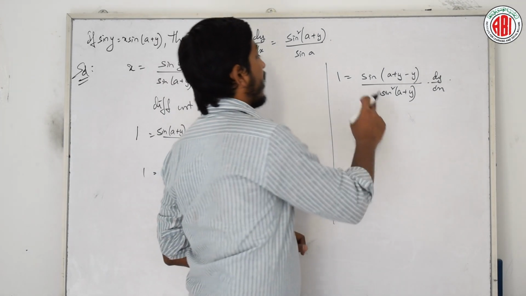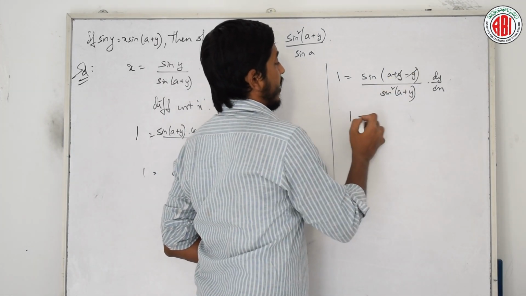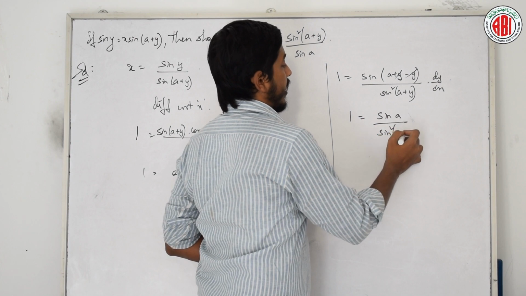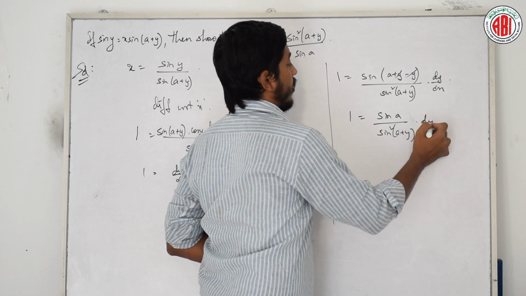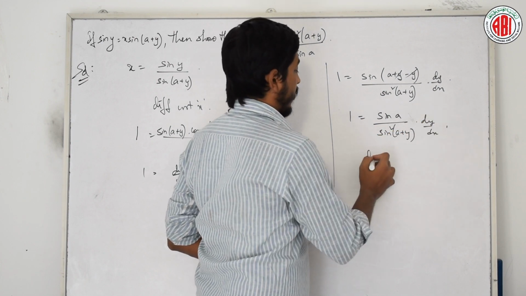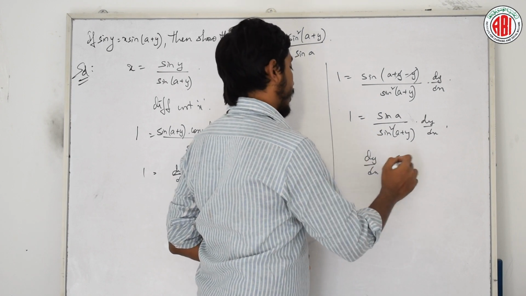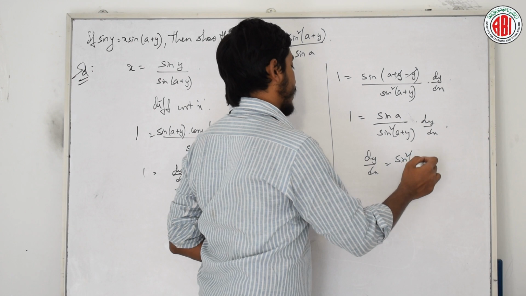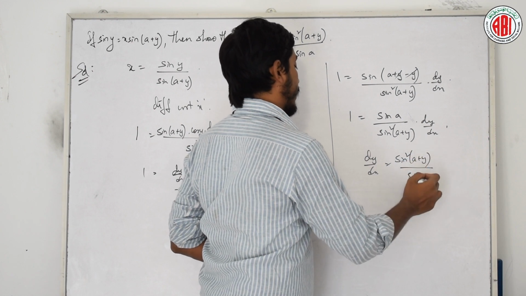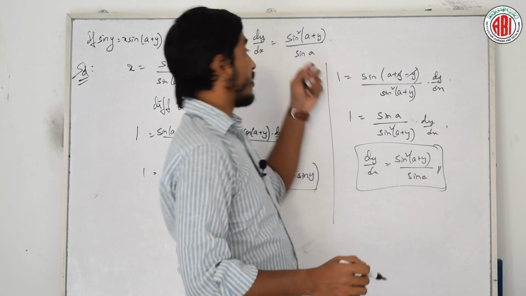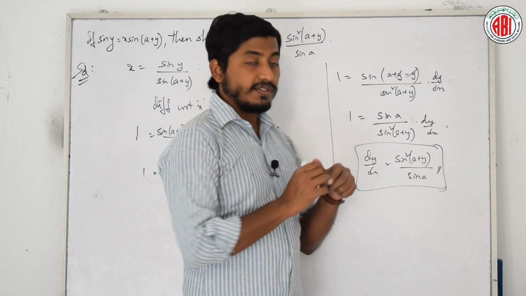Clear? Now tell me, y will get cancelled. The left out thing is sin a by sin square (a plus y) into dy by dx. Therefore, dy by dx is nothing but this will go to the numerator, then sin square (a plus y) by sin a. Clear? This is what he asked us to prove. Is it not easy to solve?